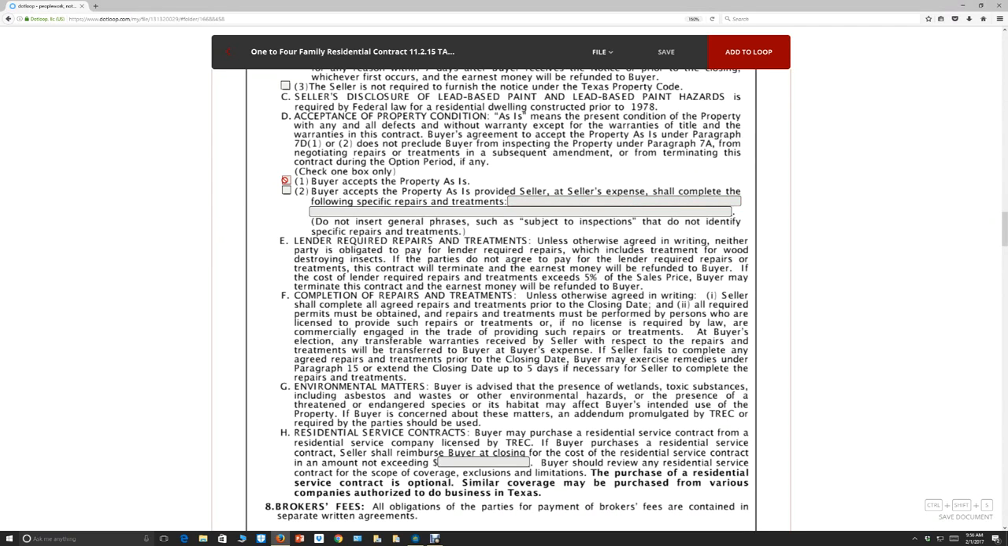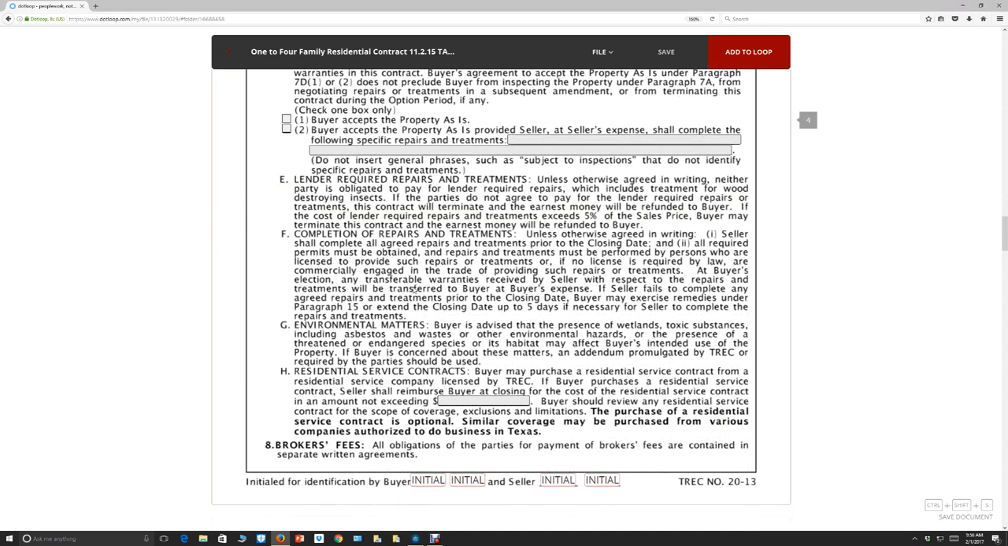Checking D1 means that once you have an inspection, you can prioritize what you ask for. At that time, you can ask for new carpet, you can ask for specific repairs, you can ask for whatever you want to, but you've negotiated the price separately. So that really works better for everyone. All right. Just looking at completion of repairs and treatments and lender required repairs and treatments, right? Lenders want the home in good condition when they make the mortgage.